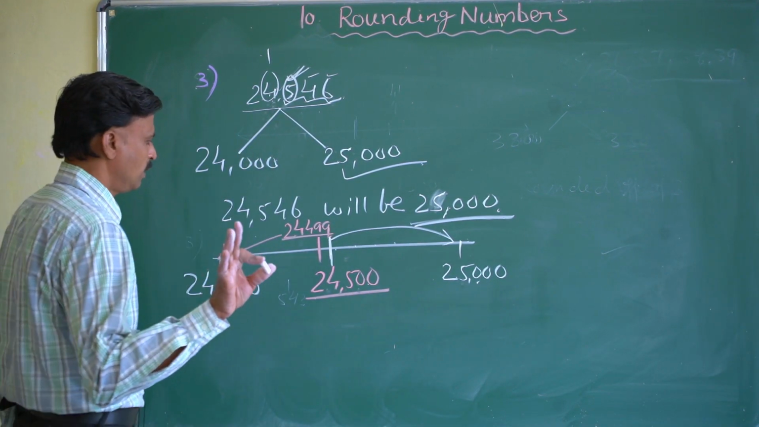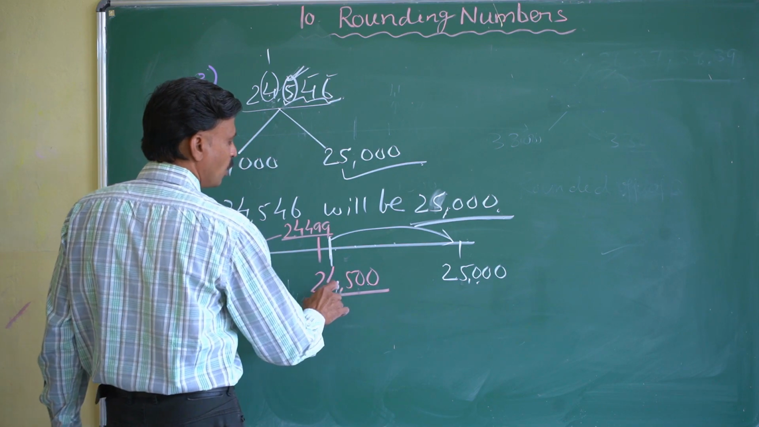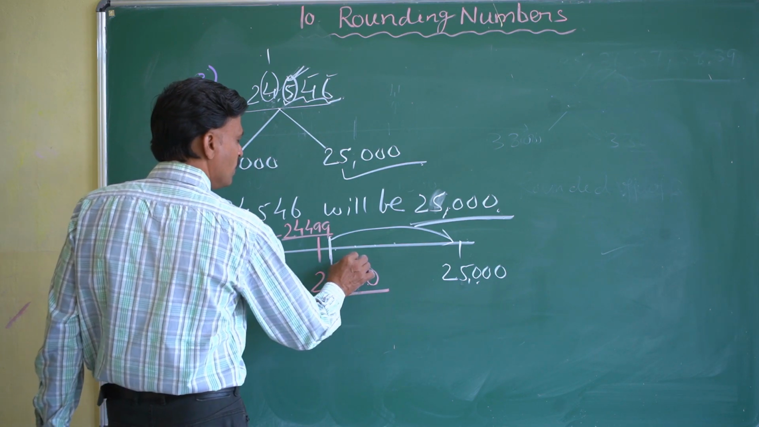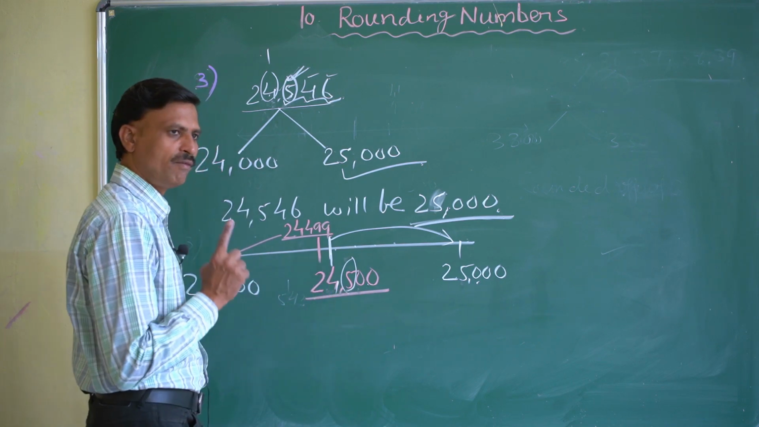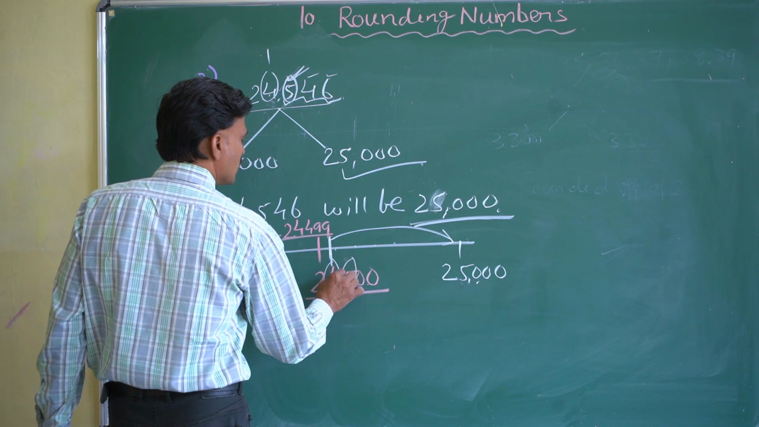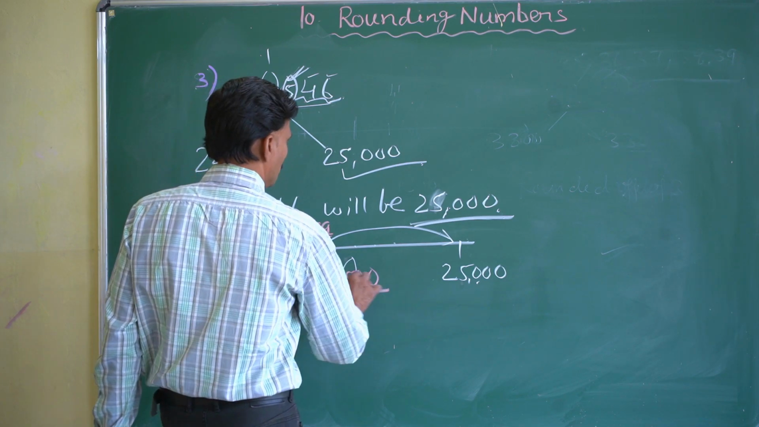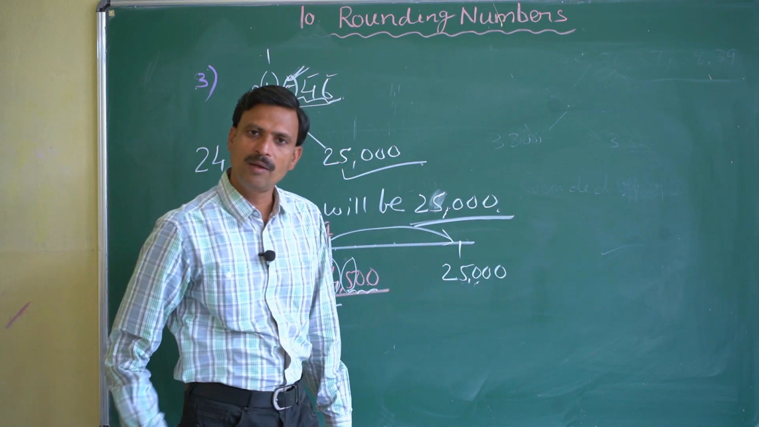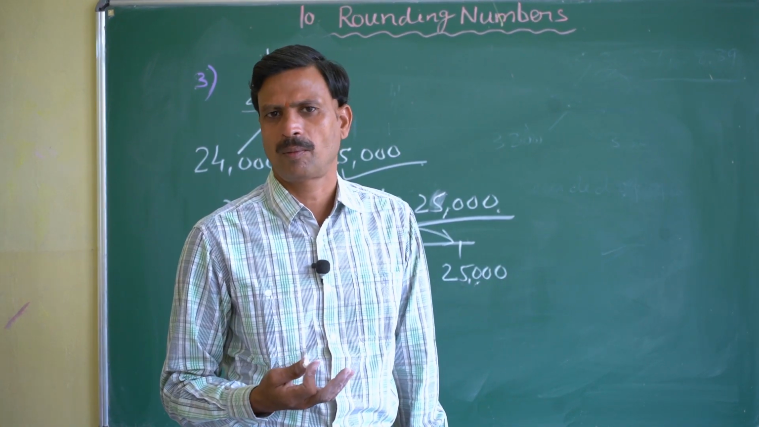Do you understand the rule? Since we are rounding off to the nearest 1000, we will see the 100 place digit. If the 100 place digit is 5 or more than 5, the 1000 place digit will be increased by 1, and the rest will become 0. This is the same process, same formula for all this type of question.